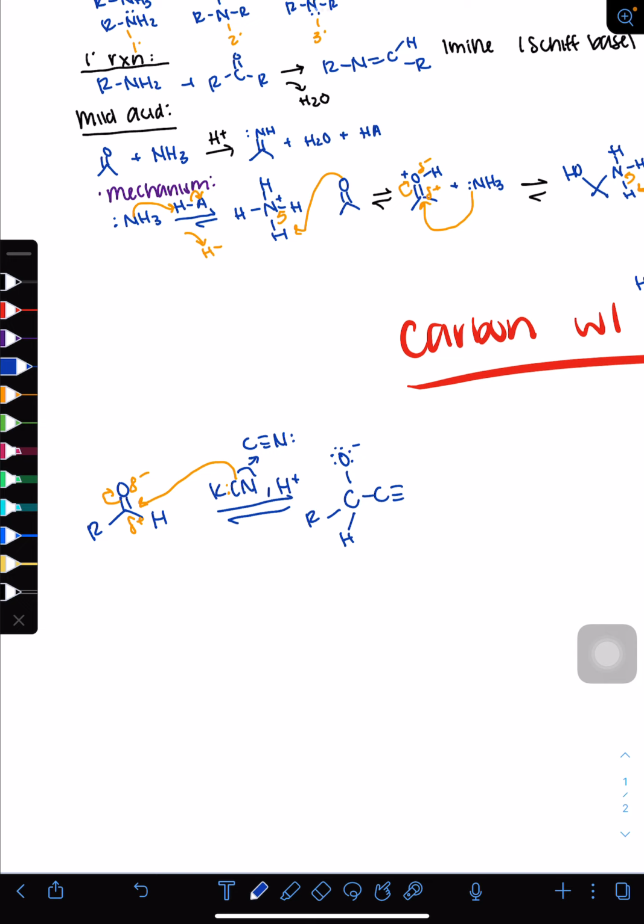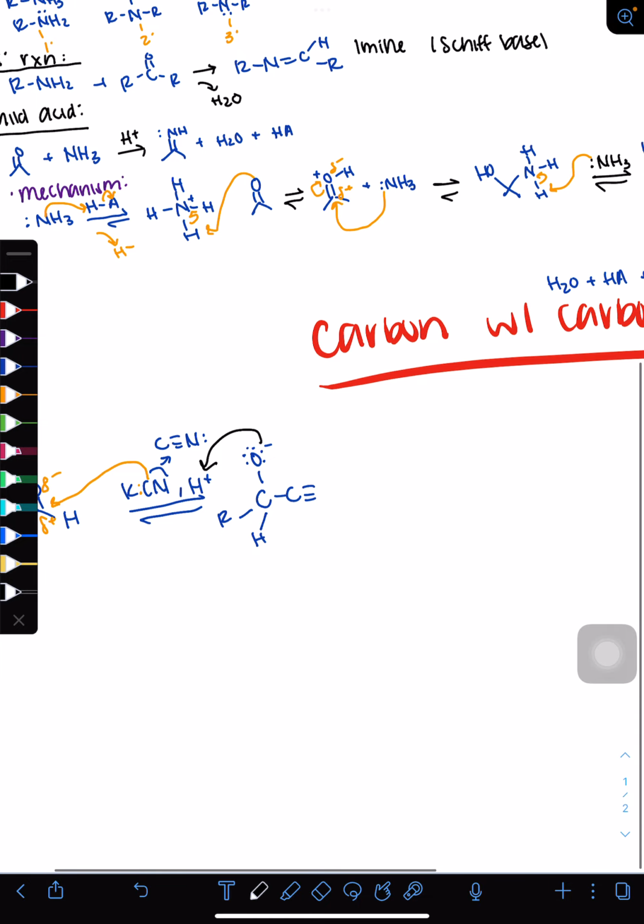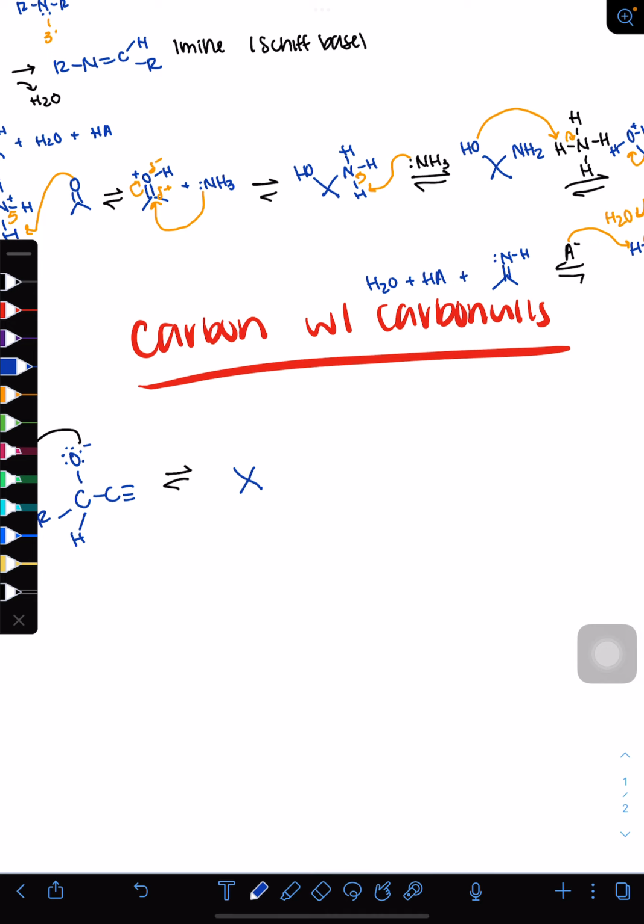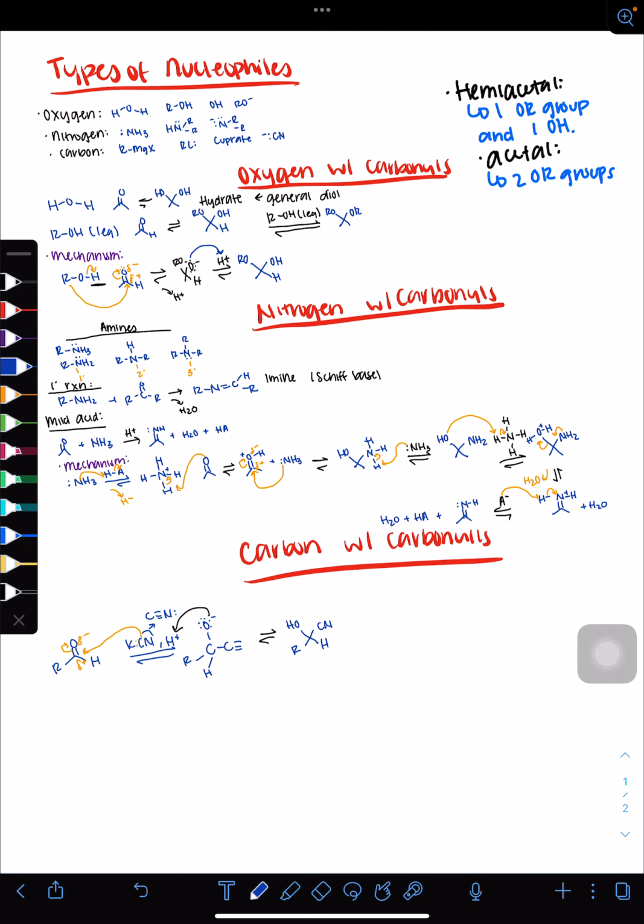And then we need to protonate the oxygen, so it's going to get attracted to this hydrogen, which will give us the product: CN here and OH here. We still have our R group and we still have our hydrogen. And that is it for the carbon, nitrogen, and oxygen nucleophiles and their reactions with carbonyls.